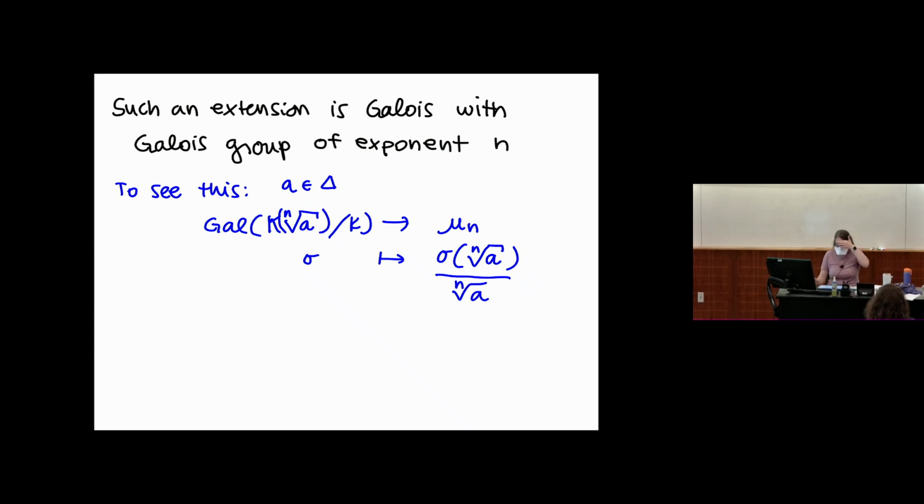Okay. So the classification theorem here: a Kummer extension is an extension with Galois group of exponent n, and the classification is that every Galois extension of exponent n is a Kummer extension.